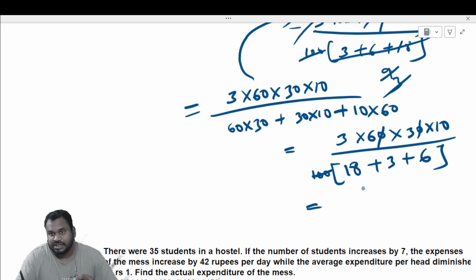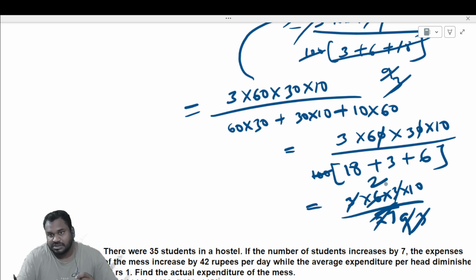3 into 6 into 3 into 10 divided by 27. 3 ones are 3, 3 nines are 27, 3 twos are 6, so it is 20 kmph, the average speed which we got. Okay. So like this you can do.